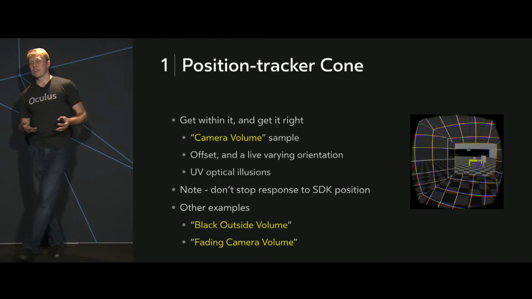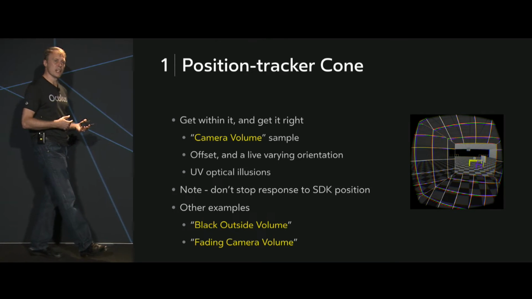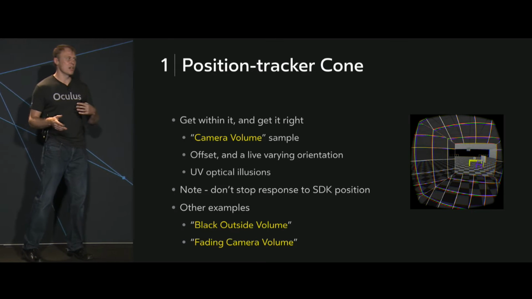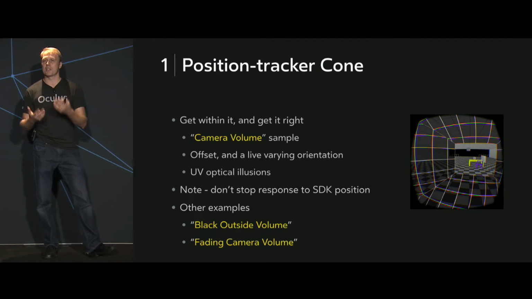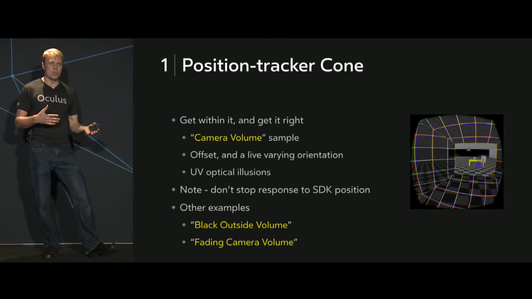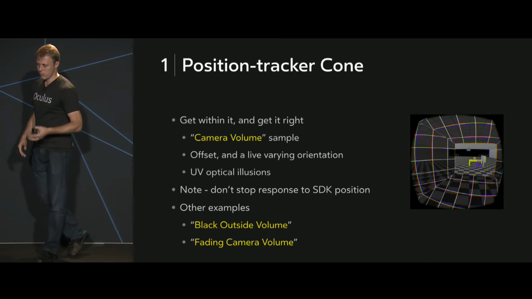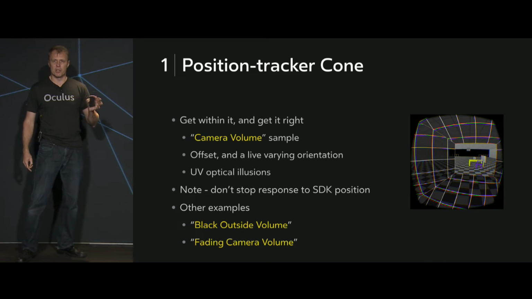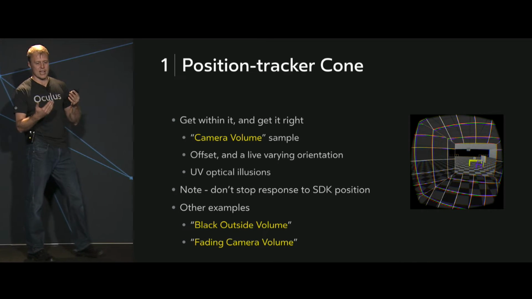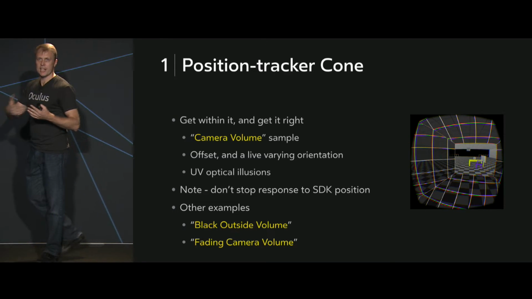So one of the features that you'll pretty quickly want to get to grips with, I imagine, is knowing where your user is within that position tracking cone. So it's important to make sure that your applications can keep the user within that cone, to know where it is. If it moves, then you need to keep track of that. There's a simple sample we call just camera volume, and it shows some of the nuances of making sure that you offset the position that we give you for the tracker in the right place in the coordinate system, and also be aware that its orientation is actually a live changing value.